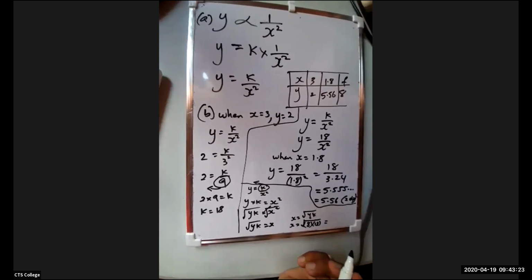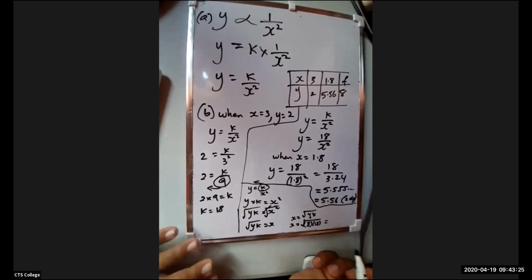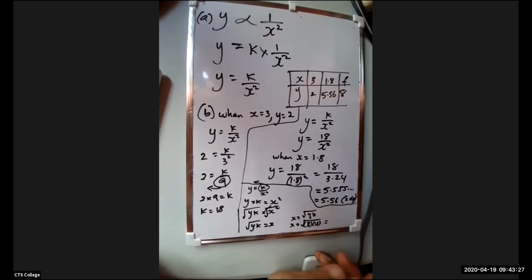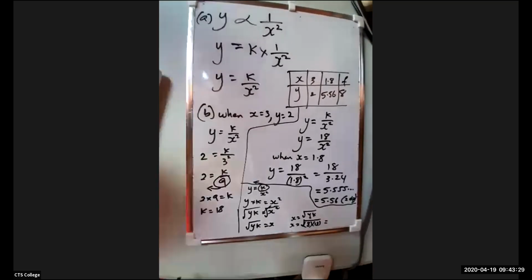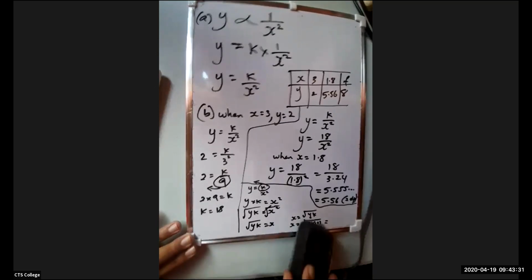Let me see. 8 by 18 is 144. Okay, no, I did it wrong. Sorry about that. My bad, my apologies.